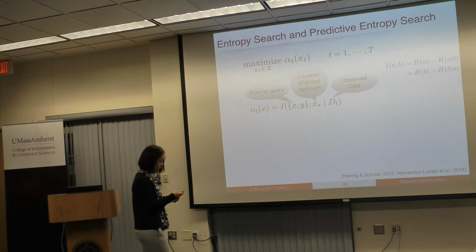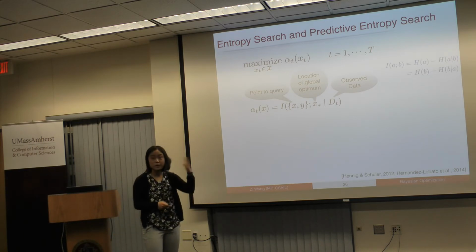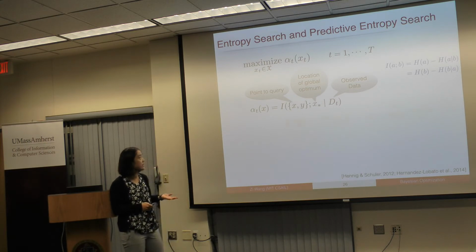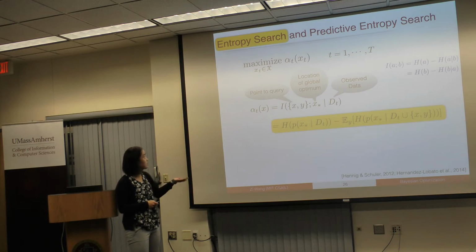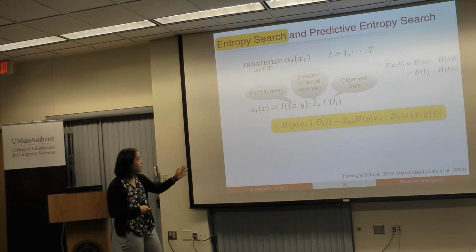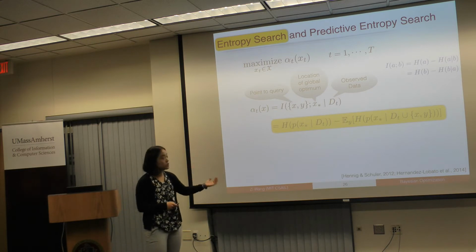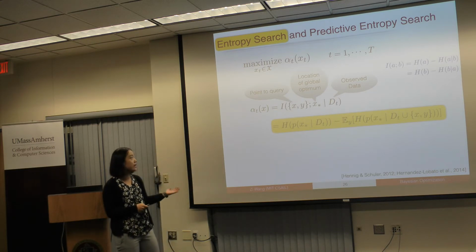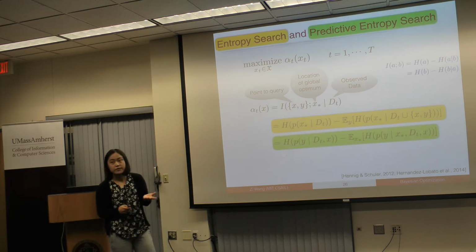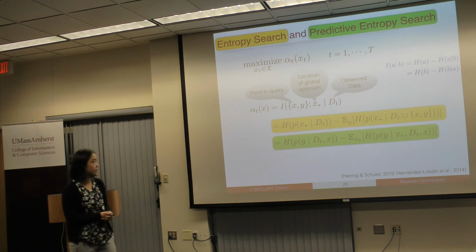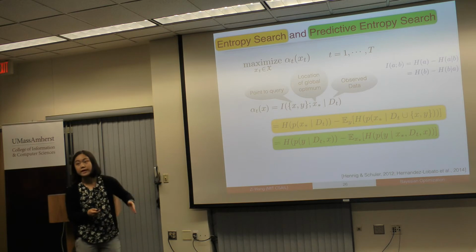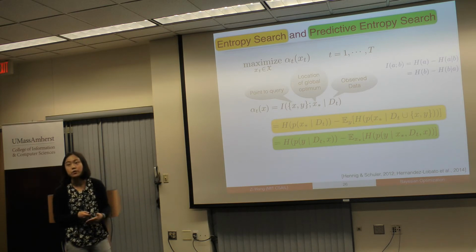So we can write this mutual information in two different ways. Entropy search basically corresponds to the reduction in the entropy for the location of the global optimal given the point we're going to query. And the predictive entropy search corresponds to the reduction in entropy for the point we're going to query given the location of the global optimal.